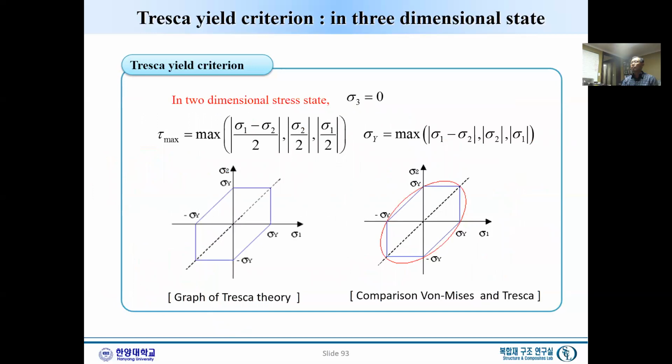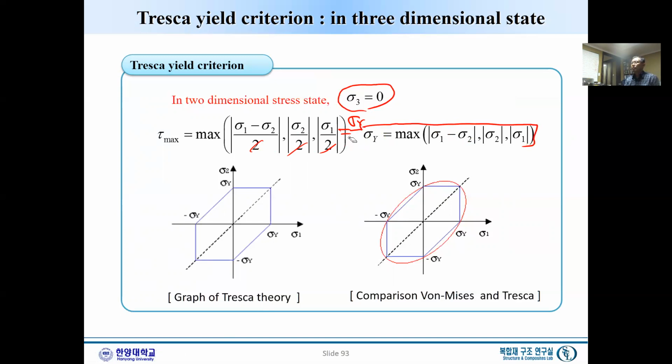Okay, now for the two-dimensional case, where sigma 3 equals 0, we have this term, and remember we had sigma 3 and sigma 3 minus sigma 1, so we don't have those. And this was 2 sigma yield over 2, so we divide by 2, and this is the two-dimensional yield criterion.